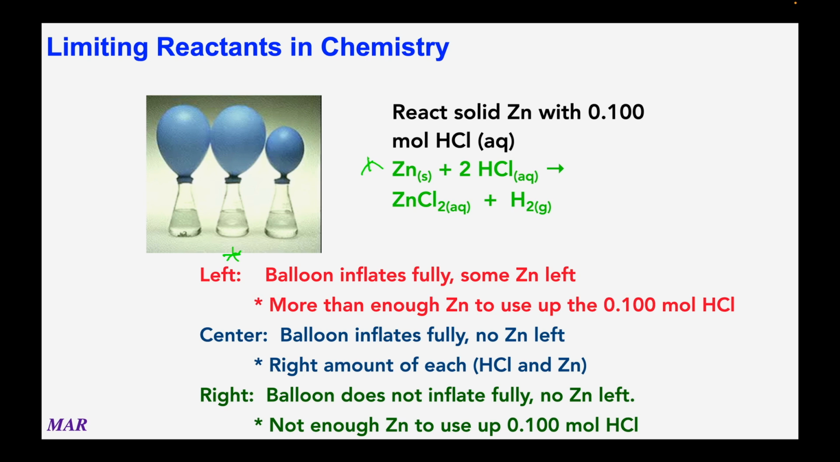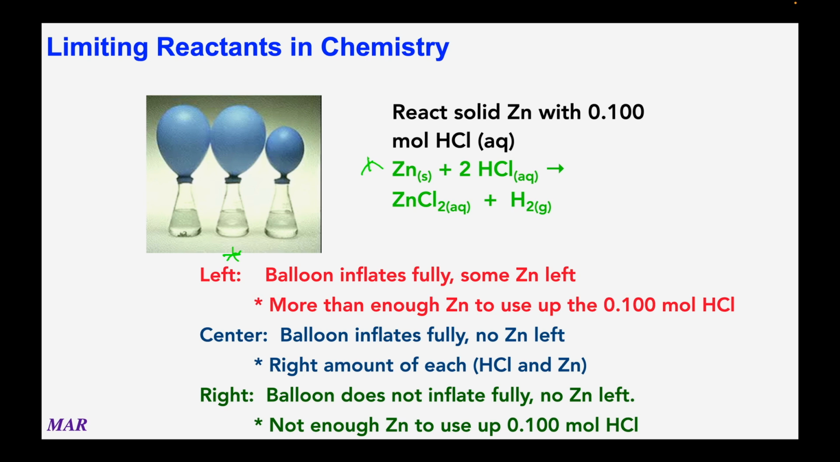On the other hand, on the right-hand side, there's no more zinc left. All the zinc is gone. And you can see there that the balloon didn't totally fill up. So what that tells us then is that on the right-hand side, the zinc was the limiting reactant, and we didn't use up all of the HCl. So these are the 3 types of situations you can run into. The middle one is kind of what we look for most of the time. All the reactants are used up. You'll have basically then just pure products.